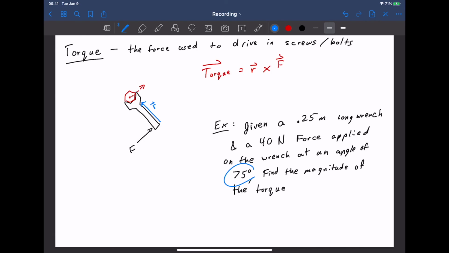So again, you know the angle here. If you know the angle, please feel free to use this formula. Torque equals the magnitude of the force times the magnitude of the radius times the sine of the angle, which in this case would be 40 newtons times the radius 0.25 times the sine of 75 degrees. Make sure you're in degrees before you calculate this. 9.659, what is it? Newton meters, I think. Newton meters for torque. Okay.